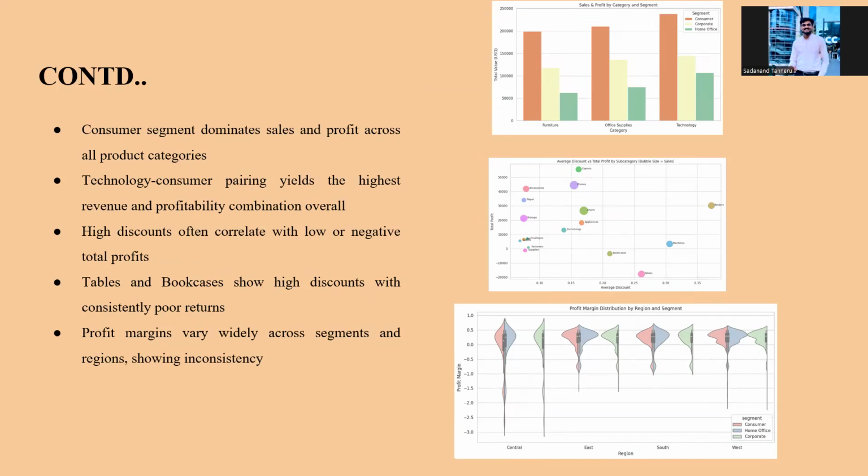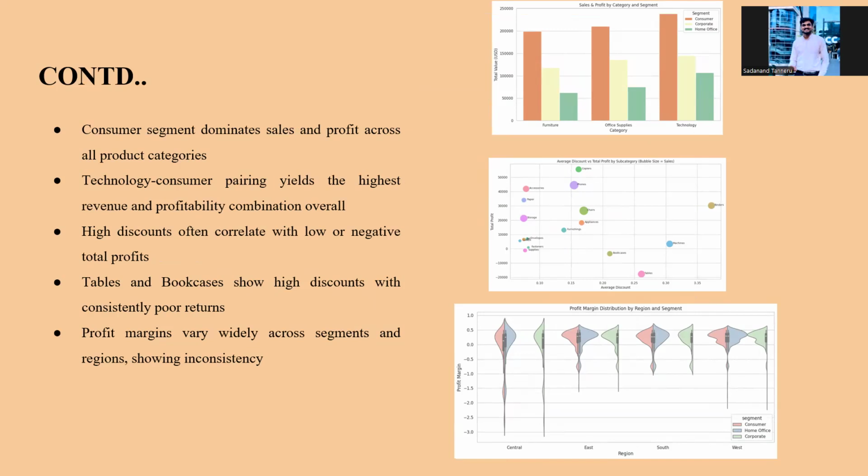So in this slide, the consumer segment dominates sales and profit across all product categories. The technology-consumer pairing yields high revenue and profitability combined overall, and high discounts often correlate with low or negative total profits. Tables and bookcases show high discounts with consistently poor returns, and the profit margin varies widely across segments and regions, showing inconsistency.